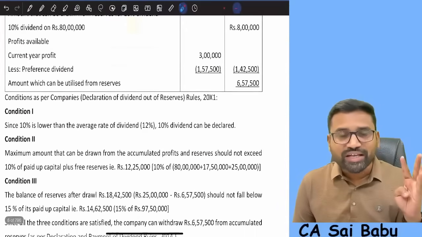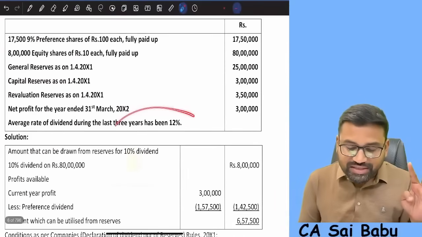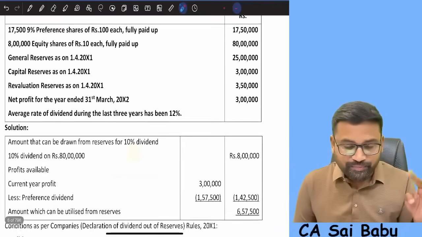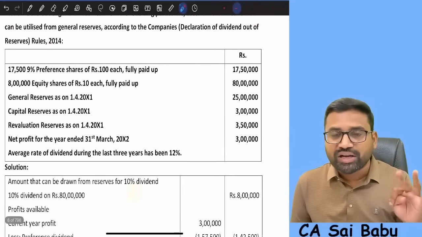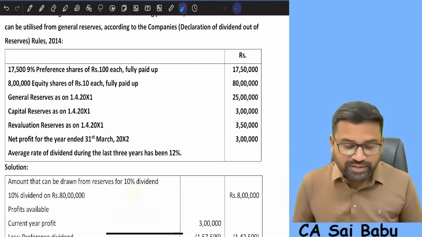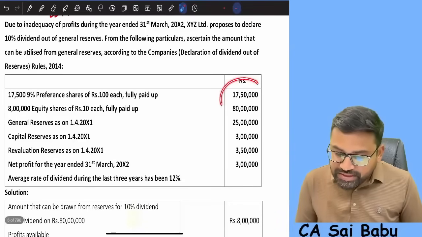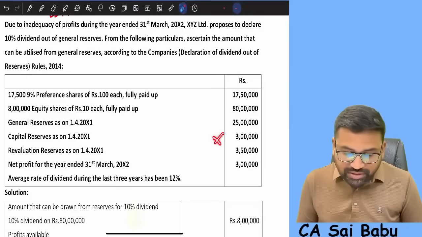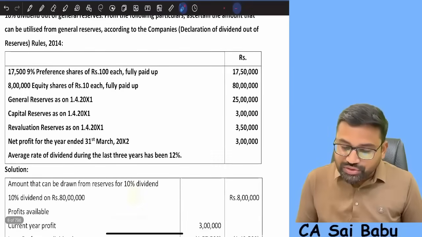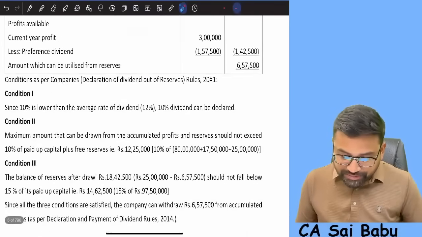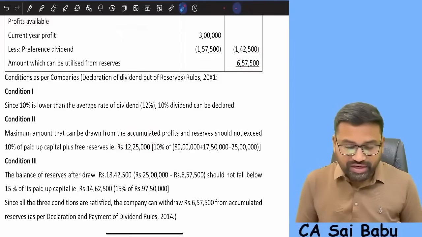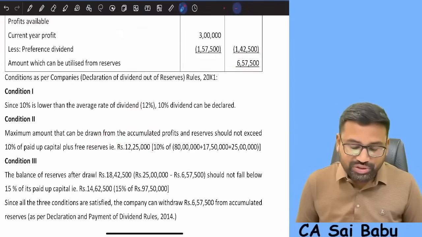First condition, the rate cannot exceed the last 3 years average. The last 3 years average is 12%, but the company wants to pay 10%. Therefore condition number 1 is satisfied. Second, the amount to be withdrawn from general reserve cannot exceed 1/10 of the paid up capital plus free reserves. Your paid up capital is 97 lakh 50,000 and your free reserves is 25 lakhs. Capital reserve and revaluation reserve are not free reserves. So on this, 10% will be 12 lakh 25,000, but we want to withdraw 6 lakh 57,500. Therefore this is within the limits. Condition number 2 is satisfied.